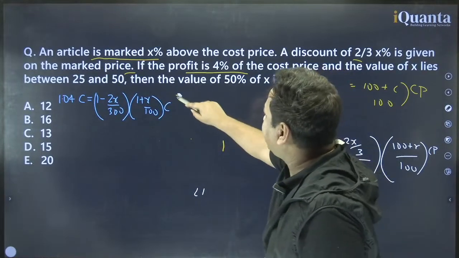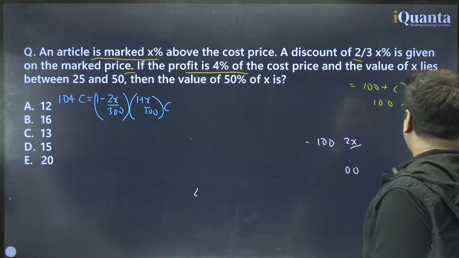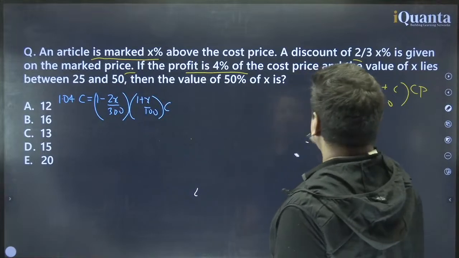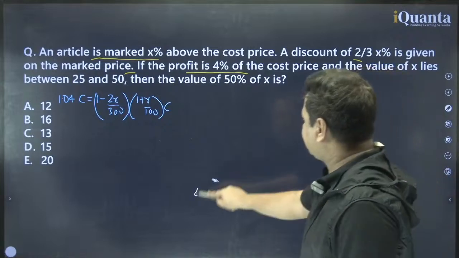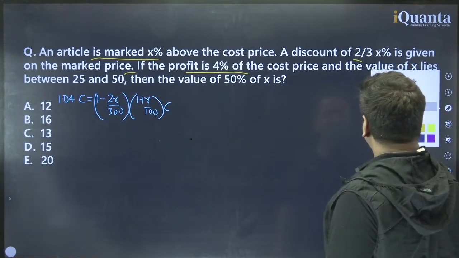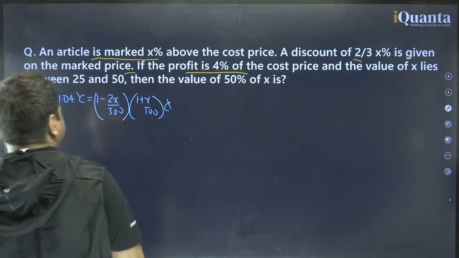Cool. And as you can see here, C and C will get cancelled and we'll get a quadratic equation in terms of x. And also known that the value of x lies between 25 and 50%. That's what we know already. Isn't it? And that is going to help us a lot. By the way, these two get cancelled out.